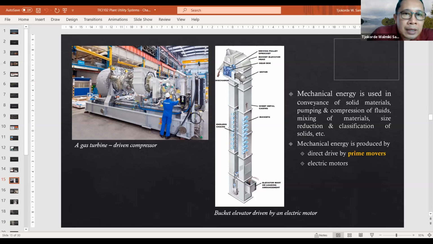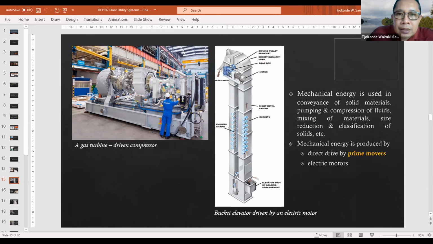Ya. Jadi gas turbin ini adalah unit gas turbinnya, dan ini adalah unit kompresor. Ya. Kompresor tugasnya adalah tentu saja meningkatkan tekanan gas, suatu gas. Ya. Jadi dalam hal ini, gas turbin ini adalah prime movernya, penggerak mula dalam bahasa Indonesia. So this is the prime mover, and this prime mover drives, menggerakkan kompresor. Okay. So we say that this is a gas turbine driven compressor.